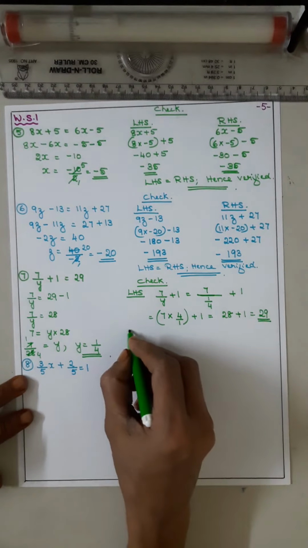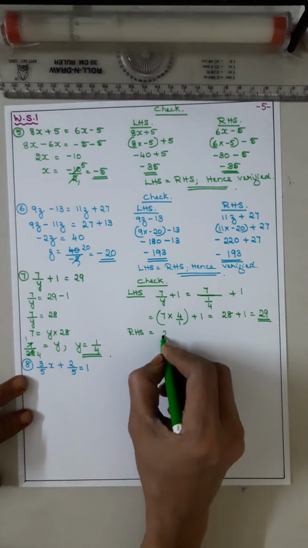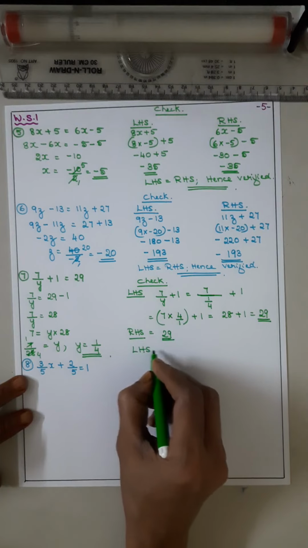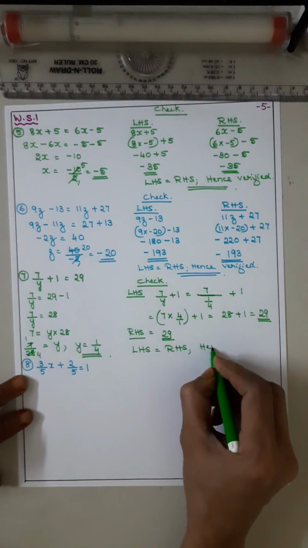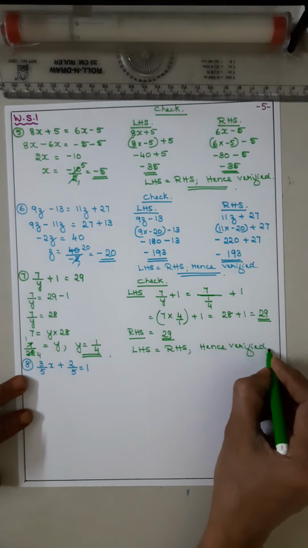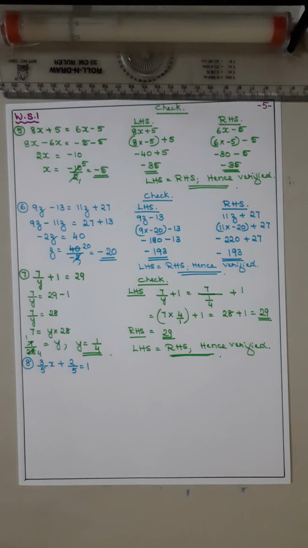Clear? Now RHS is equal to, how much is given? 29. So LHS is equal to RHS. Hence, verified. Clear?